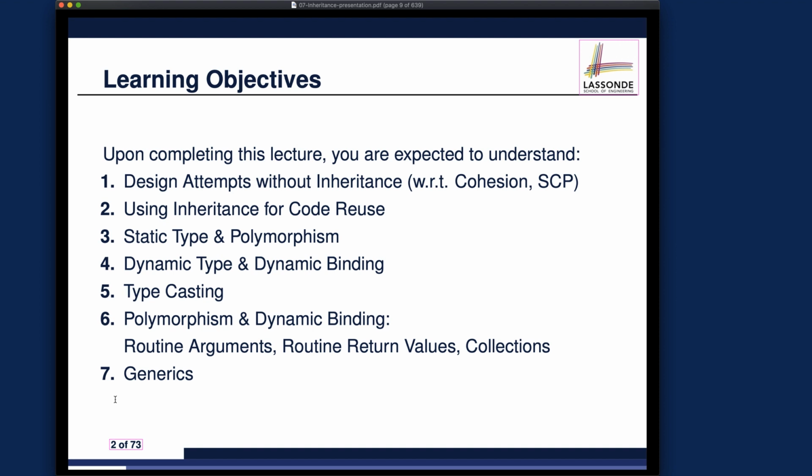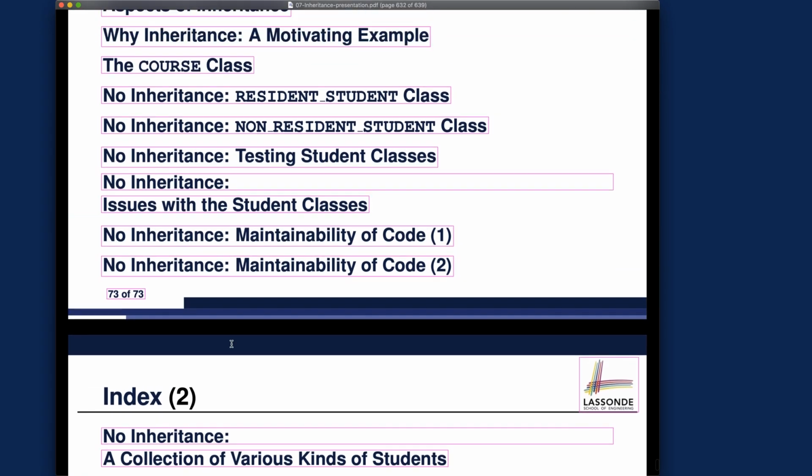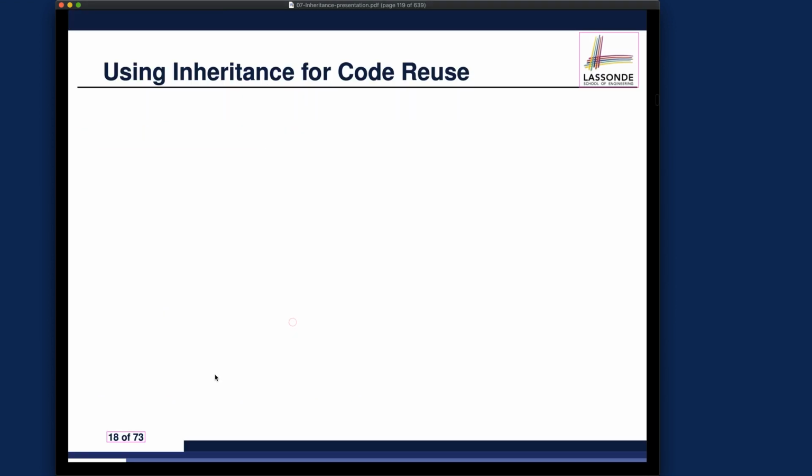Let's now review very quickly the code reuse aspects for the inheritance, so we can bring you back to the context for the example that we have been using. First of all, click on the index over here, and then go to using inheritance for code reuse. Go to this slide here. Okay, so that'll be slide 18.